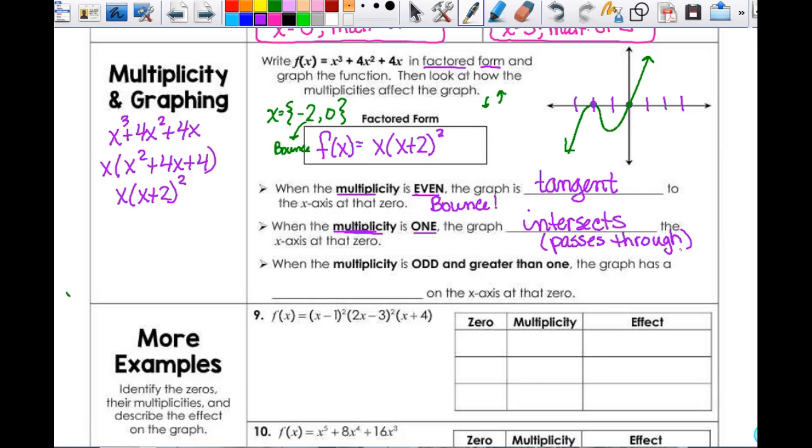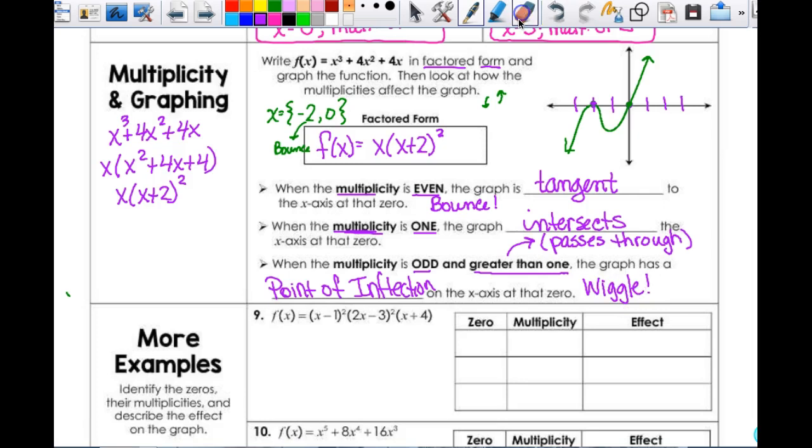Now, when the multiplicity is odd, which is also when it's 1, but when it's odd and greater than 1, the graph still passes through since it's odd, but it has something that we already talked about. It has a point of inflection on the x-axis at 0, and that's what we called our wiggle when we sketched them.